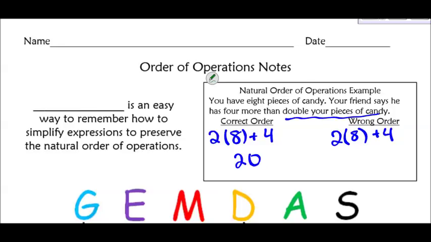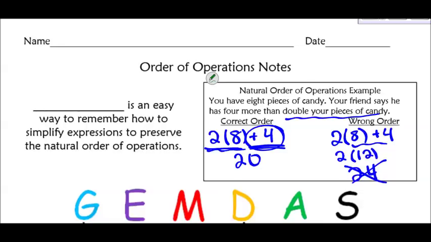Now let's say we did the 4 plus 8 first. Instead of doing multiplication first, let's say we did 4 plus 8, we get 12. 12 times 2 is not the same as 20. That's 24. That's not really what they're saying. They're saying it's double your pieces of candy and then 4 more than that. Double your pieces of candy and then 4 extra added on to that number, whatever that number is. The order is implied in that word problem, and it's implied in this multiplication and addition. We have to do that multiplication first.